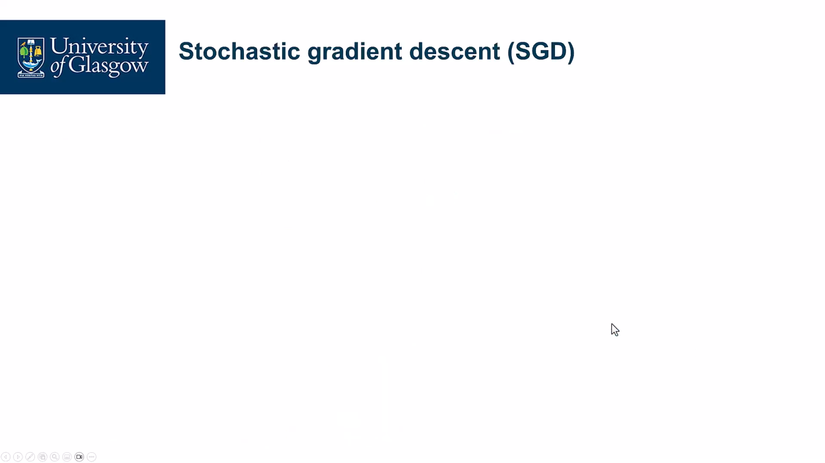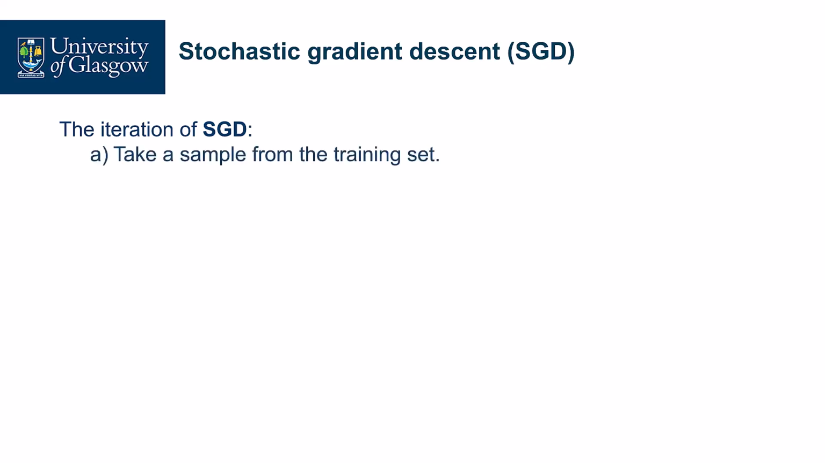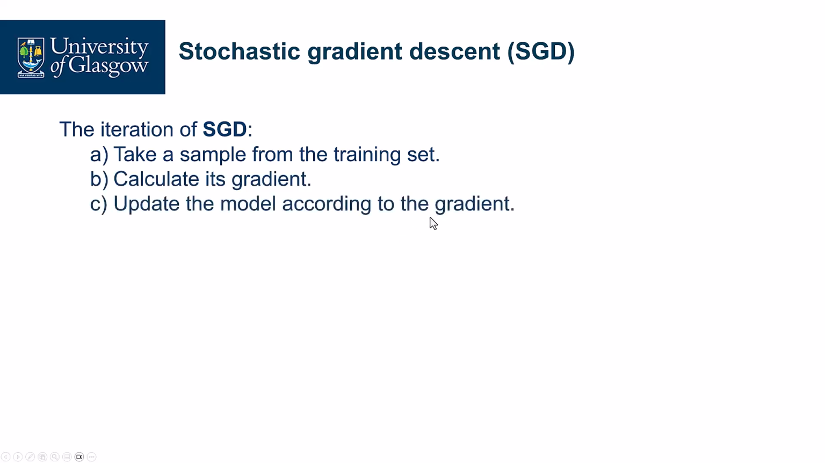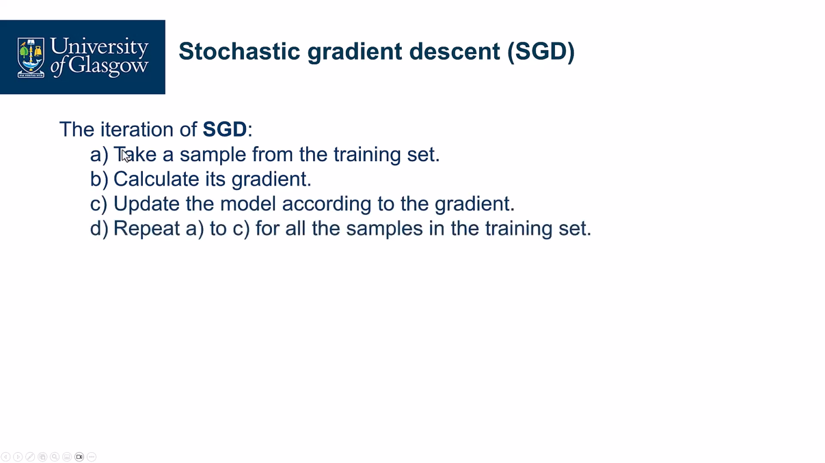The other one we call stochastic gradient descent. In stochastic gradient descent, we don't calculate the gradients of all the samples, but we take a sample from the training set in each step. We take a sample, we calculate this gradient, and based on this, we update the model, the A and B values, according to the gradient of this sample. Then I repeat these 3 steps until all the samples are used. Right? So this one we call stochastic gradient descent.